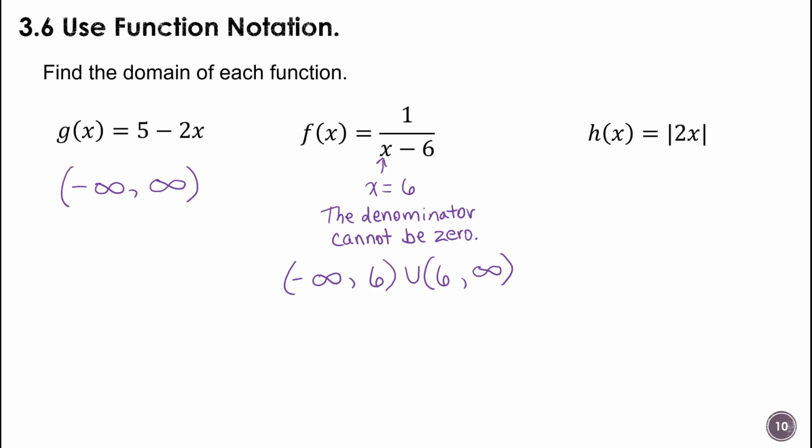On the last one, this is simply an absolute value equation. We can put any kind of x in this, and it's just going to be the graph of it looks like a V. And so there are no restrictions, which means negative infinity to positive infinity.